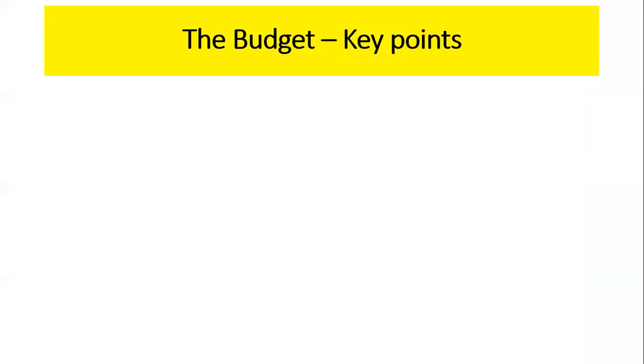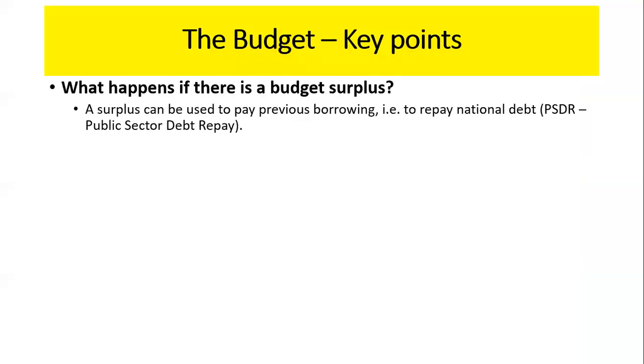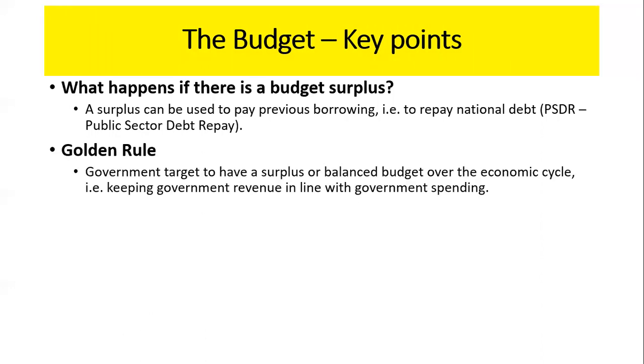So some key points then about the budget. What happens if there's a budget surplus? A surplus can be used to pay previous borrowing, i.e. to repay national debt, the public sector debt. So let's say, for example, in one year, the government operates a 100 million budget surplus. Maybe in the previous financial year, they were operating on a deficit. So the surplus they make this year can be used to pay back a previous year's borrowing.